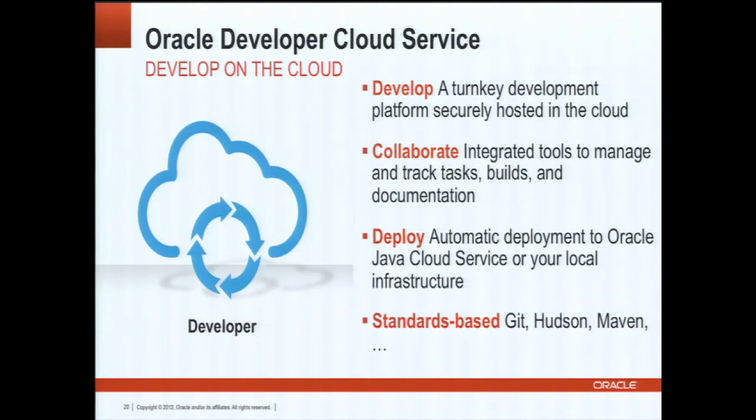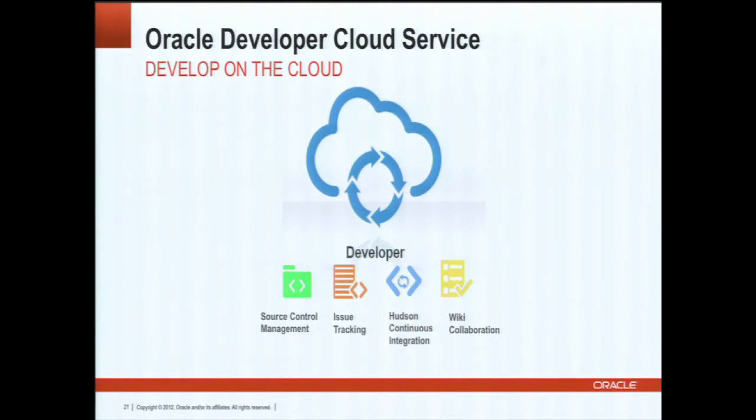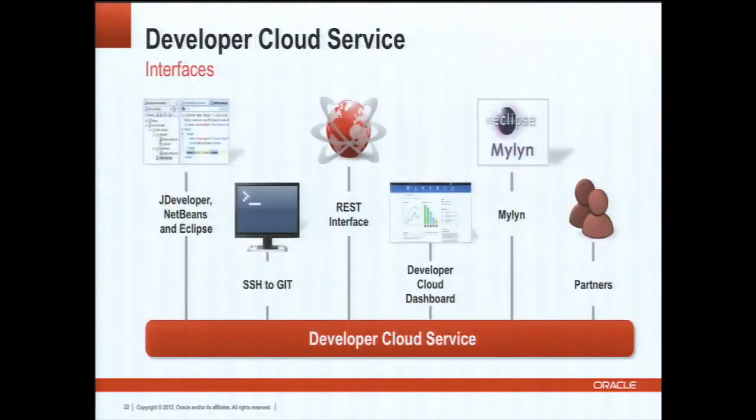So what we're trying to do with the Developer Cloud Service is provide you a standard box with a core set of features, which include source control management, an issue tracking system, Hudson, and a wiki. So let's see a quick demonstration of that.